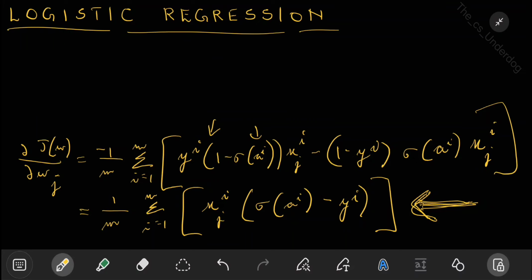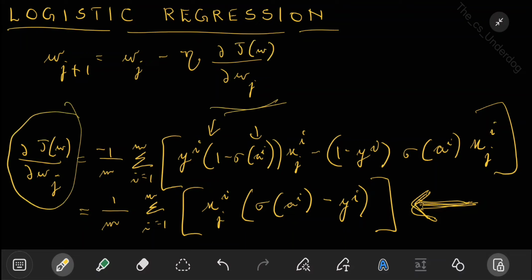Okay, how will you update? Your new wj, which is wj plus 1, that is after the update, wj plus 1 will be wj minus eta into del by del wj of j of w. So this value here, del by del wj of j of w, is this value. This gradient you have to use and find the value of wj plus 1, in order to update w.